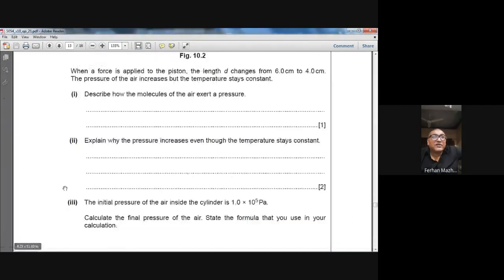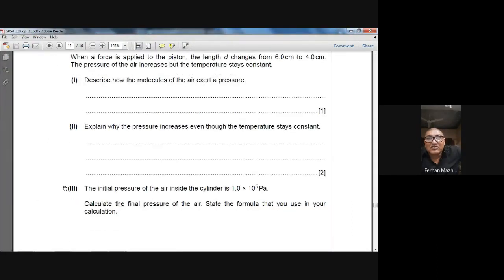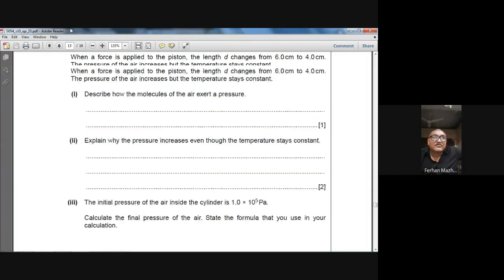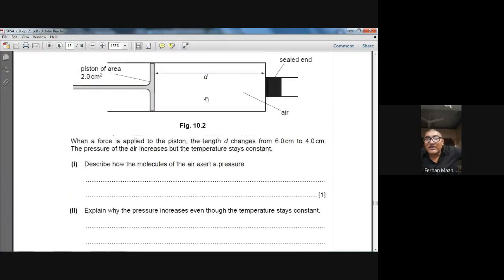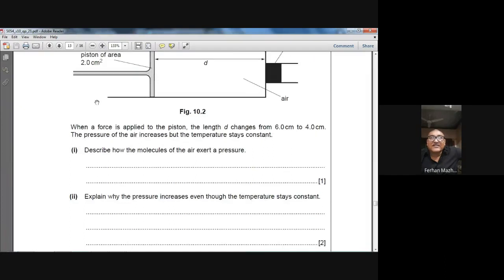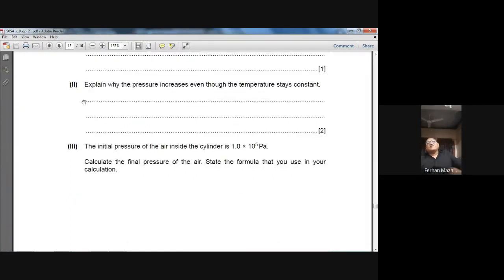Next question, explain why the pressure increases even though the temperature stays constant. You see, when the piston is moving in, it's moving to the right. So the volume of the gas will become small. If the temperature is constant and the volume of the gas is decreasing, the pressure increases.